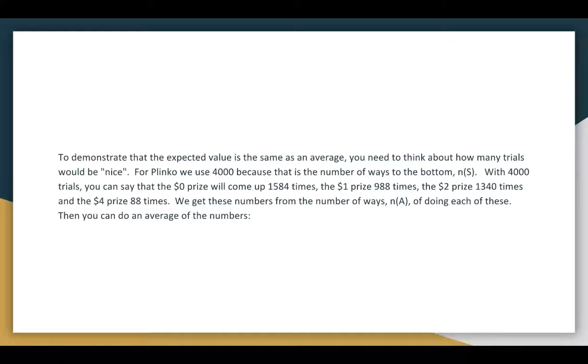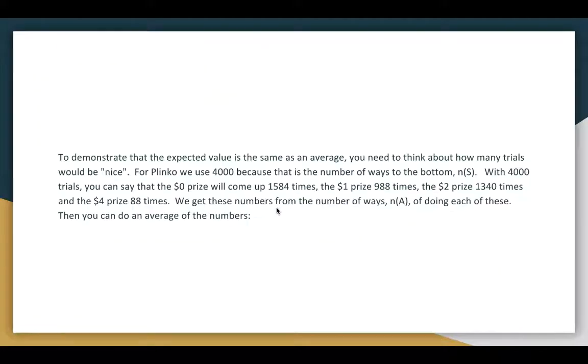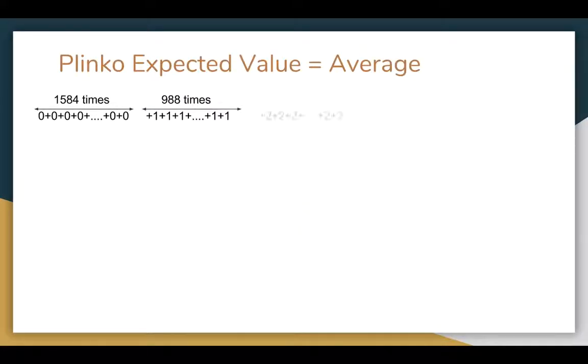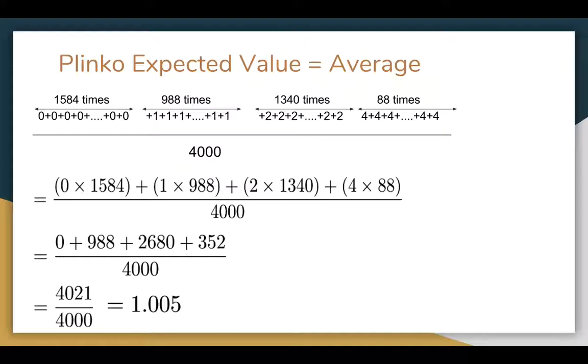So now what we're going to do is demonstrate that expected value is an average, and by average we think of adding them all up and dividing by the total. If you think about 4,000 different coins dropping in the middle slot, 4,000 is a really nice number because then we could say, and that's what distribution really means, how each of the trials is going to be distributed. We actually expect in 4,000 trials, 1,584 of them to be 0, 988 of them to be 1, and 1,340 of them to be 2. And so we can add up those numbers as many times as we expect them to happen and divide by that total, 4,000, and you can multiply instead of adding that many times. This is actually how you calculate an expected value, and it gives you 4,021 over 4,000, which is $1.05.